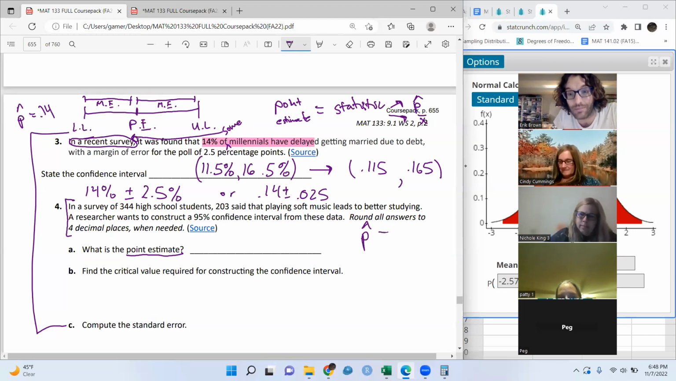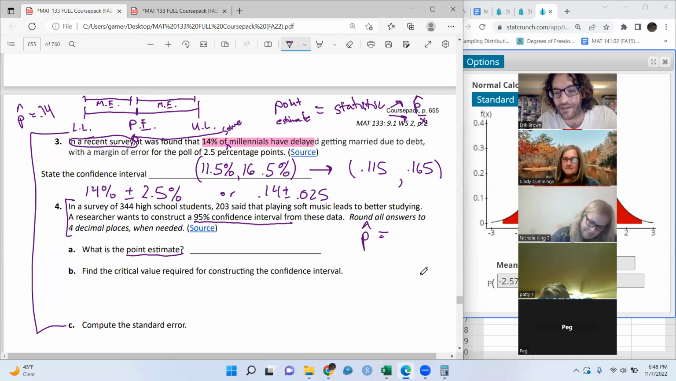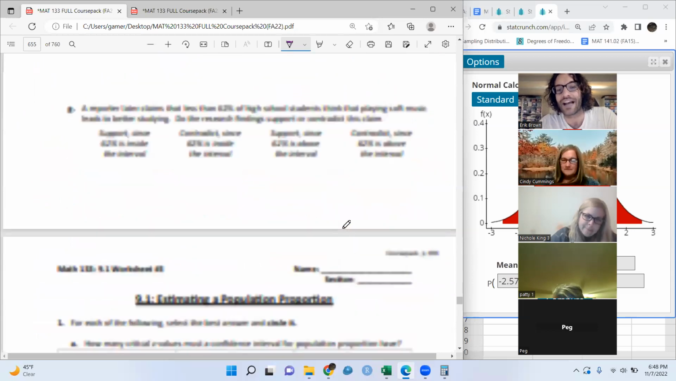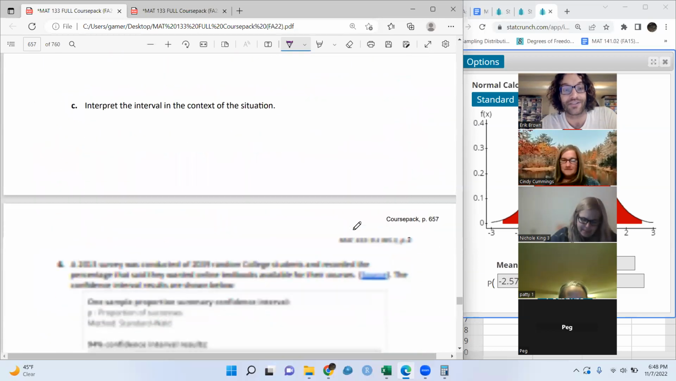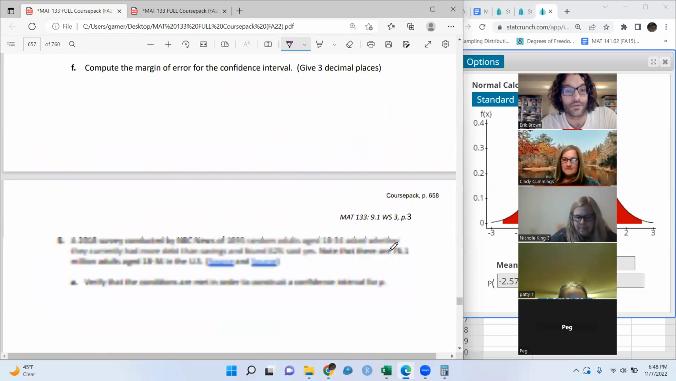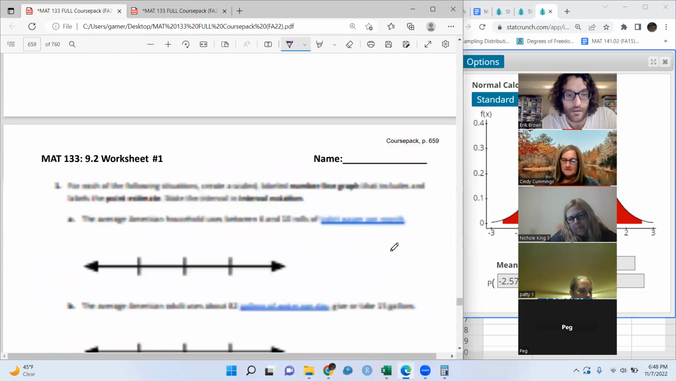Now there's a problem. I know, right? This percent is a special percent. It's the confidence level. So I'm going to scroll down to 9.2 and show you something, because 9.2 is about the means.